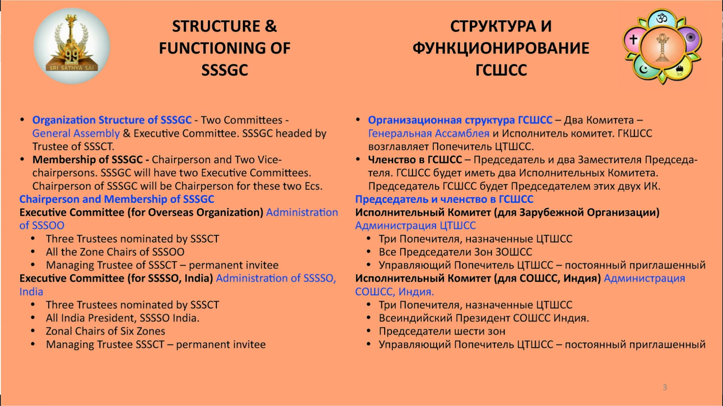The Shri Satya Sai Global Council will have 2 executive committees. That's what we have seen in the organization chart just now. One is Executive Committee 1 for the Shri Satya Sai Global Council, and the other one is for the Shri Satya Sai Seva Organization India.